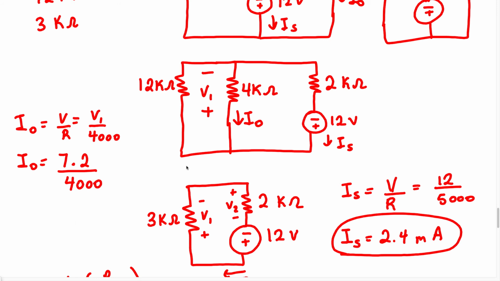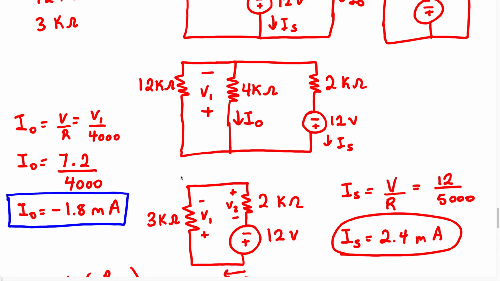But I want us to notice something, right? This current is actually coming through the negative terminal, which means this is going to be a negative current when we solve for our answer. So when we solve for this, we're going to get I0 equals negative 1.8 milliamps. So this is going to be our answer for this particular problem. I0 equals negative 1.8 milliamps. And we know why it's a negative current, because the current is entering the negative terminal here.